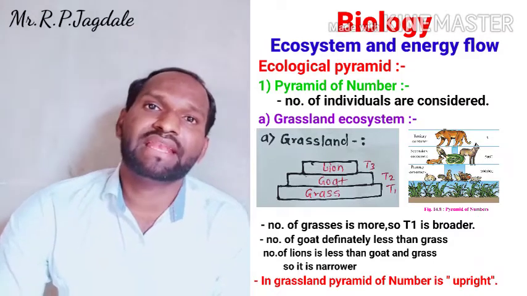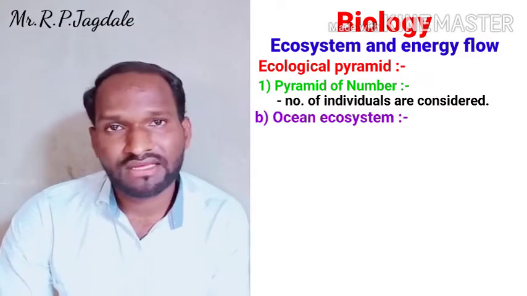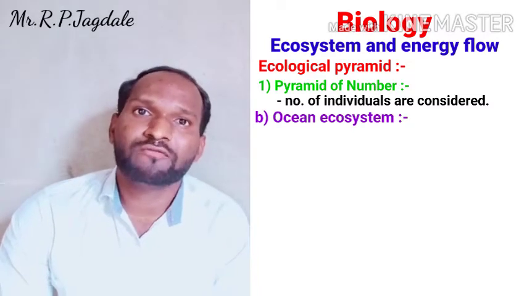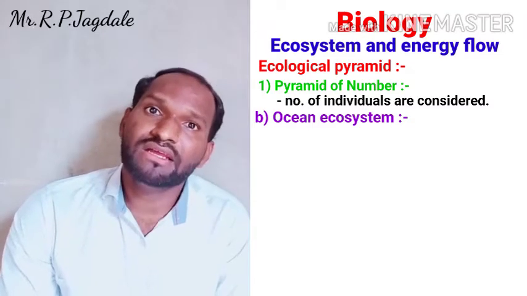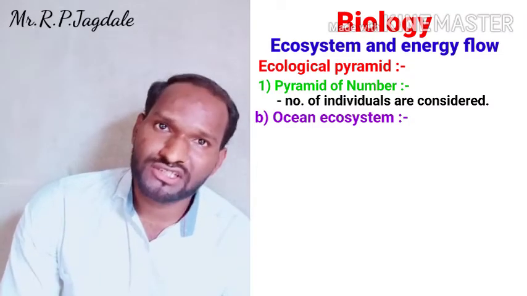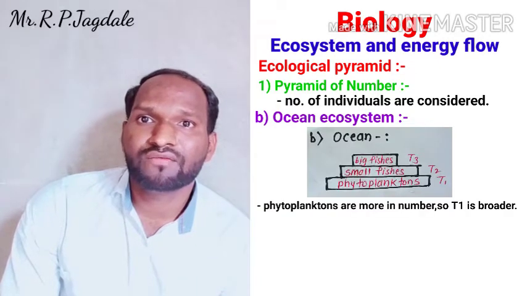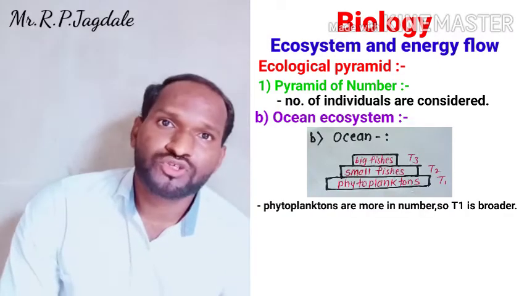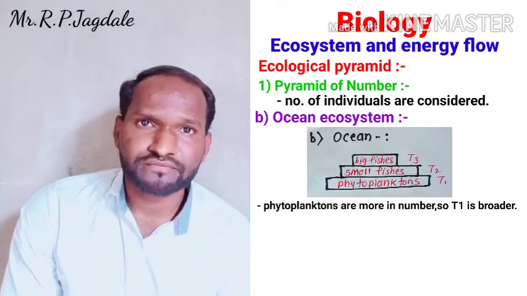We will see another example, the second, the ocean as an ecosystem. Same pyramid of number in that ocean. Again in the ocean, at T1, trophic level 1, we have the producers, that is, phytoplanktons are nothing but the producers.